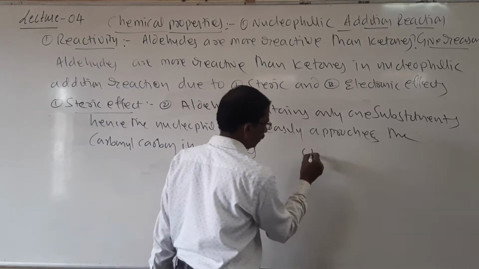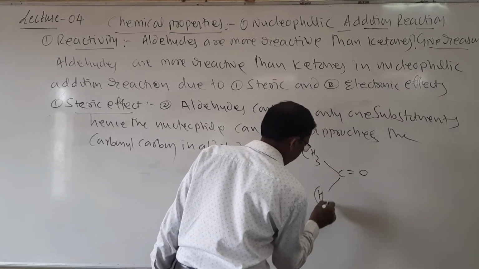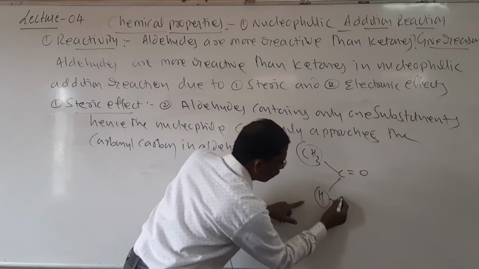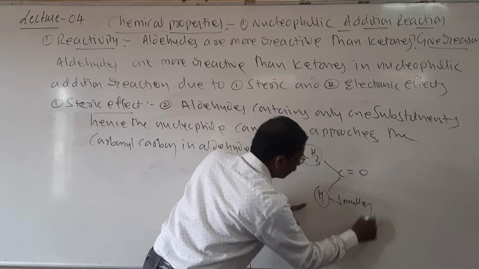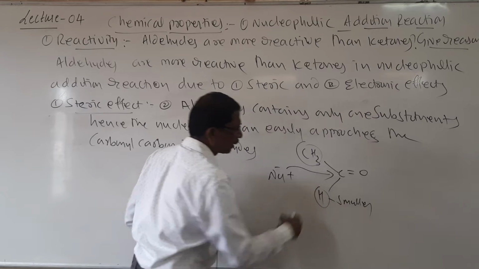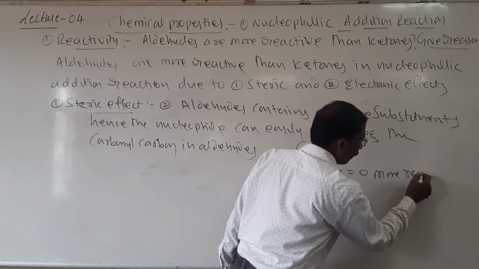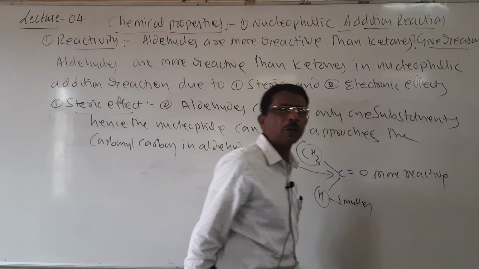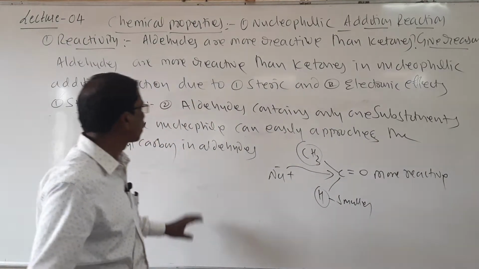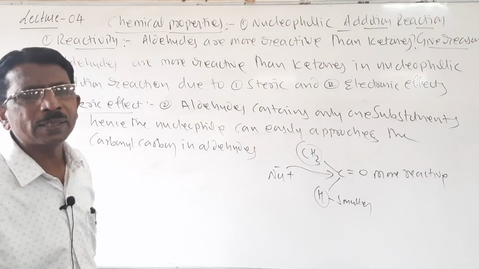Look here, here it is the smaller one, and here the nucleophile easily attacks. So these are more reactive as compared to ketones. Look here students, it is the reason here. Then what is the second reason?